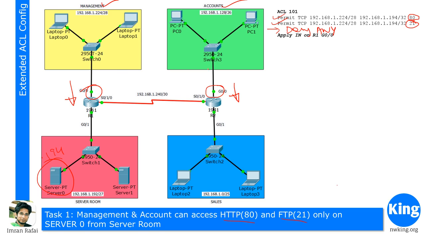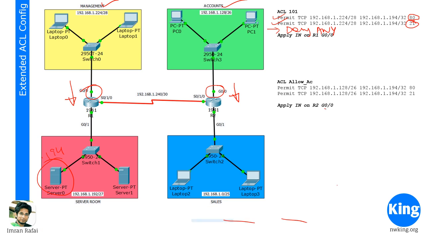Where do we apply this? We apply this in R1 in the in direction to R1's G0/0, which is here. Next, to do the same thing for accounts, because we need to do it for management and accounts, we do the same thing, port 80 and port 21, going from the whole network of 128, which is nothing but the accounts network, applying the in interface of R2's G0/0. That completes our task 1.